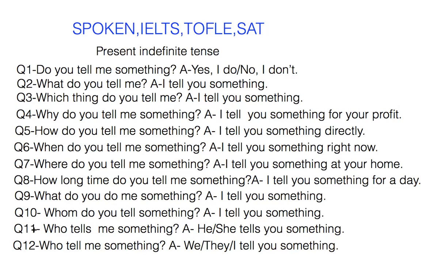Question number 11. Who tells me something? Can I say, who tells? Who tells me something? And so he, she tells you something. That is the answer because that means singular. Question number 12 is the last one. Who tells me something? And so we, they tell something.